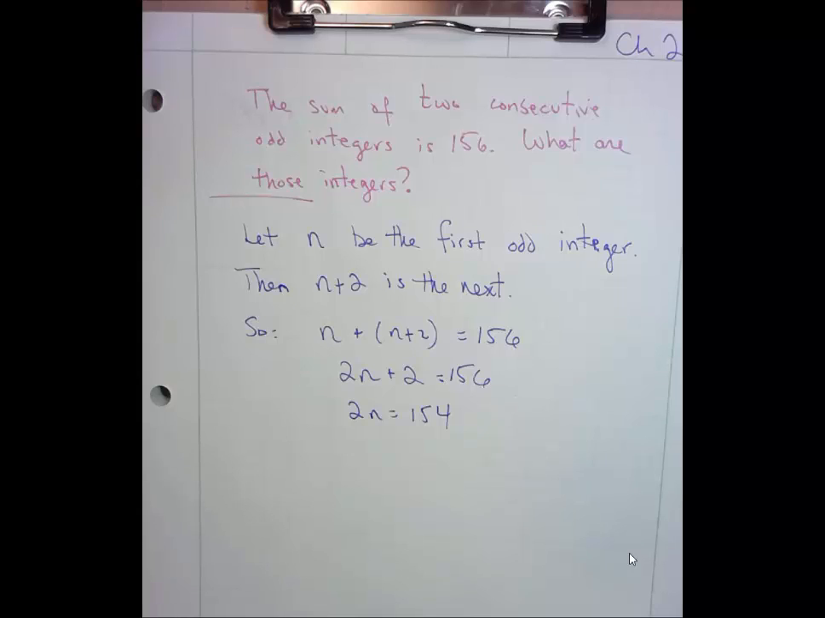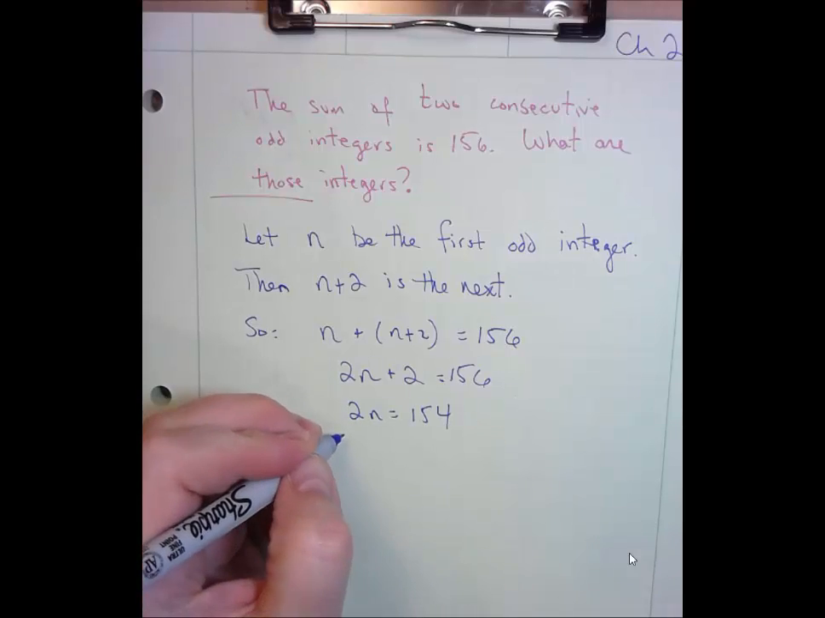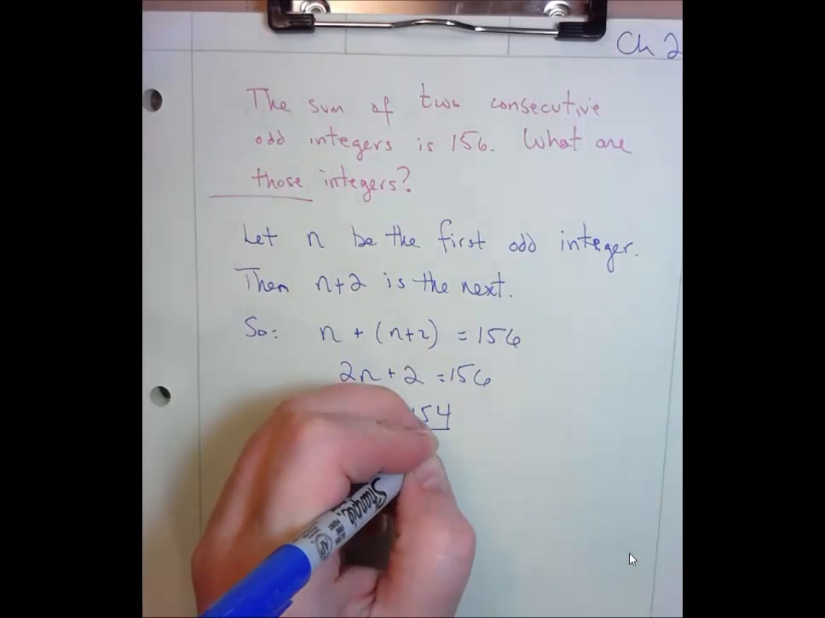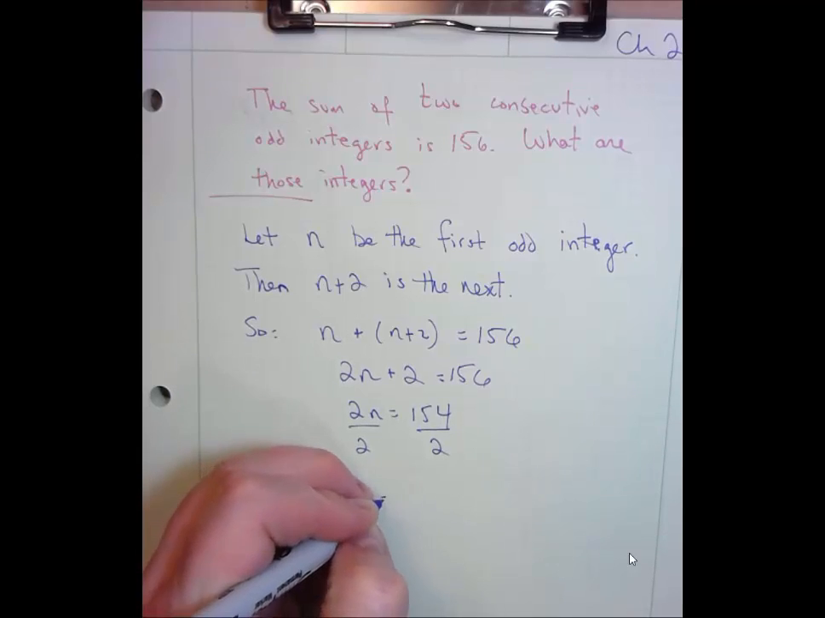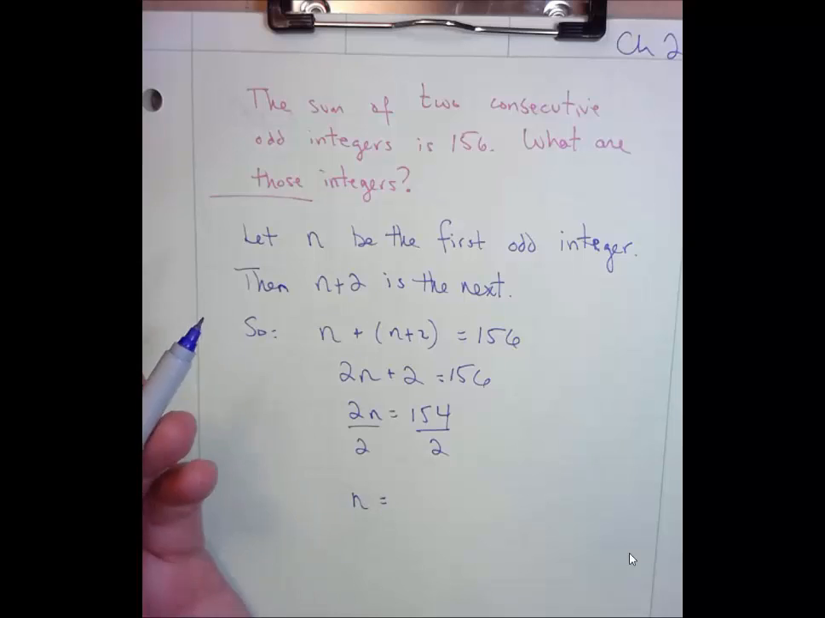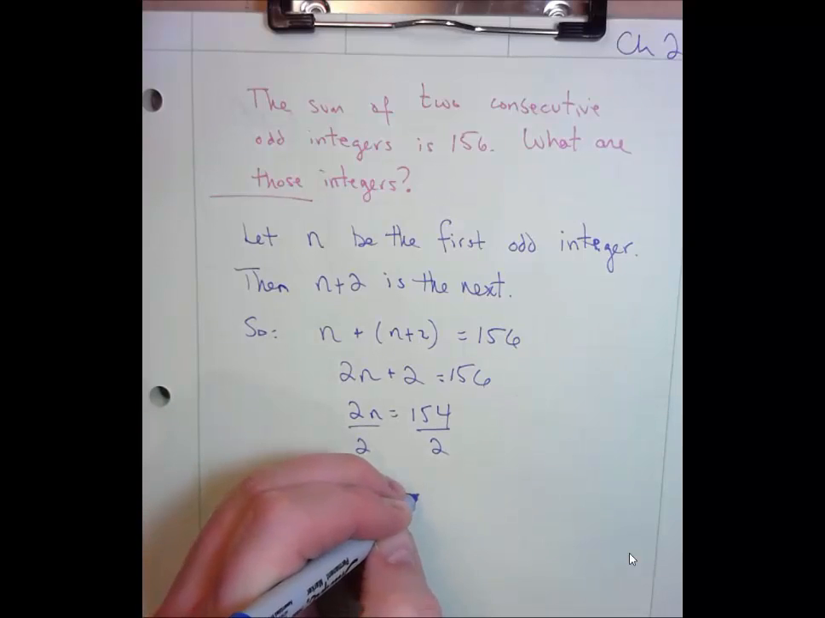I'm dividing both sides by 2, which will leave me, I'll write that down, just to be sure, right? Dividing both sides by 2, that leaves me with n on the left, and then 154 divided by 2 is 77.